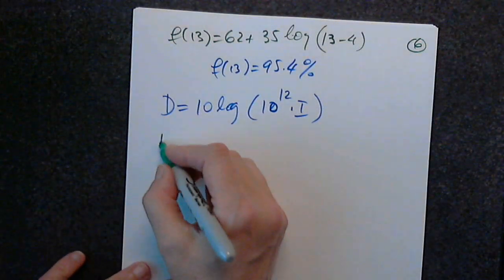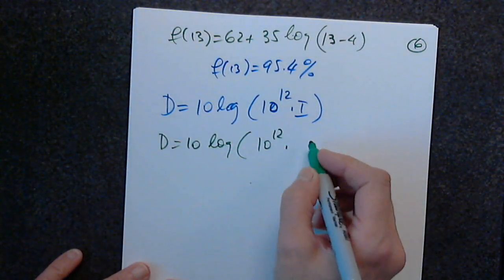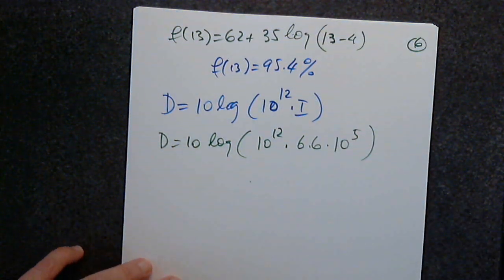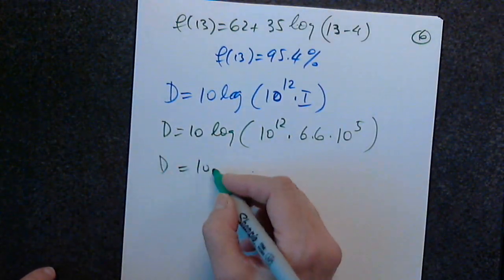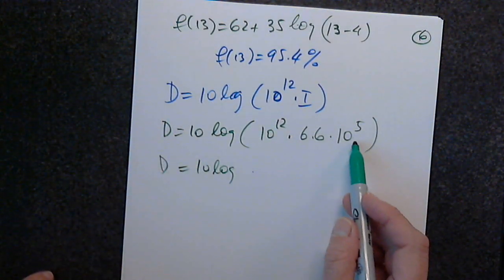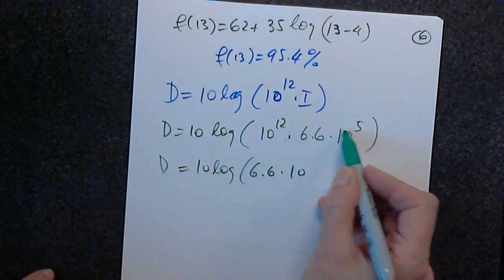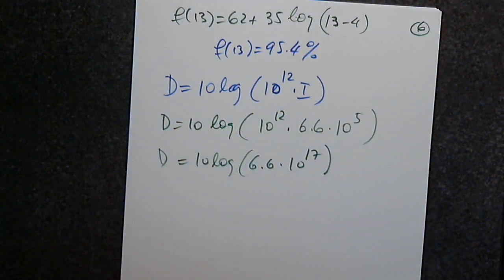So we have D equals 10 log of 10 to the 12th times 6.6 times 10 to the 5th. Okay, so let's try and simplify a little bit. So this will be 10 log of 6.6 times 10 to the 12th times 10 to the 5th. I copy the base, and what happens to the exponents? Yes. Okay, so let's see how we put this in. This is not easy to put in. I haven't shown you that, so you may not know how.